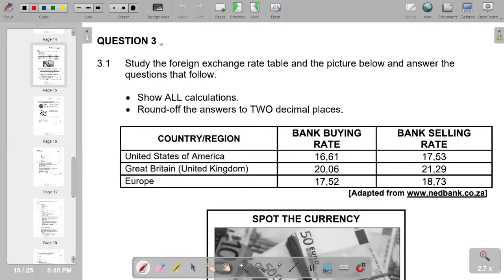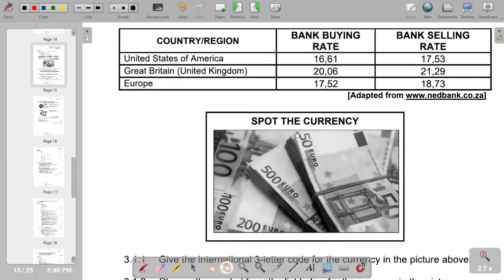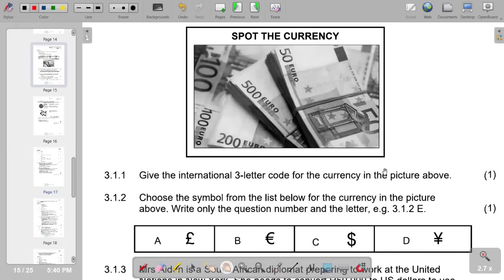So our question three is on foreign exchange. You have to study the foreign exchange rate table and the picture below and answer the questions that follow. Show all calculations and round off the answers to 2 decimal places. This is the exchange rate table that we need to go through. Then we're given a picture of a currency. First part: give the international 3-letter code for the currency in the picture above.